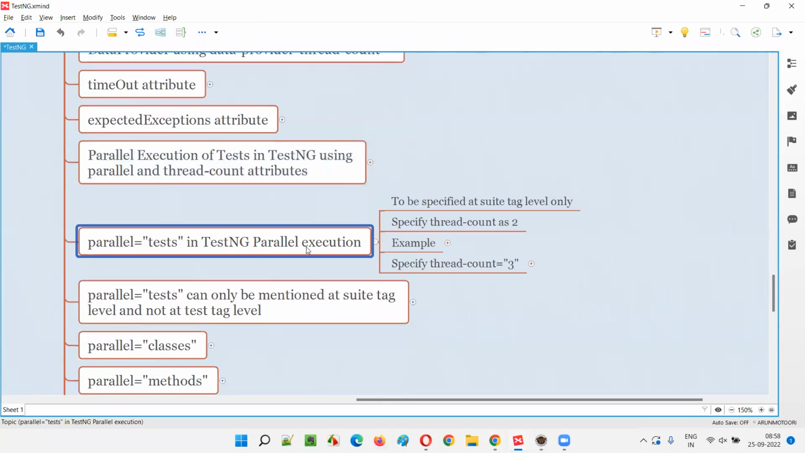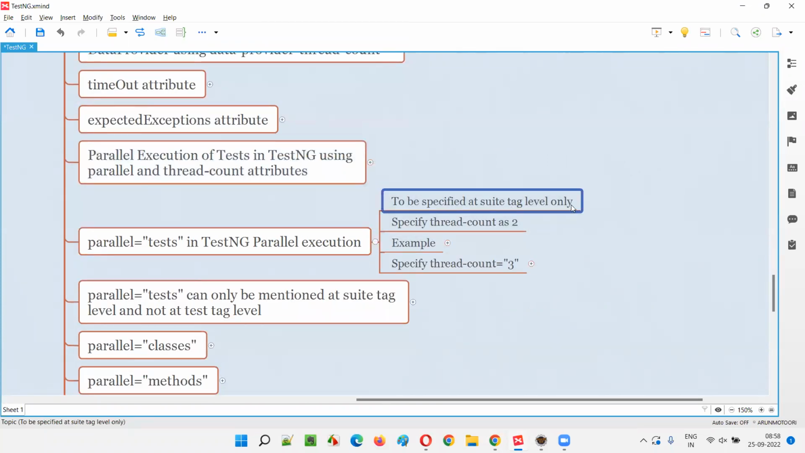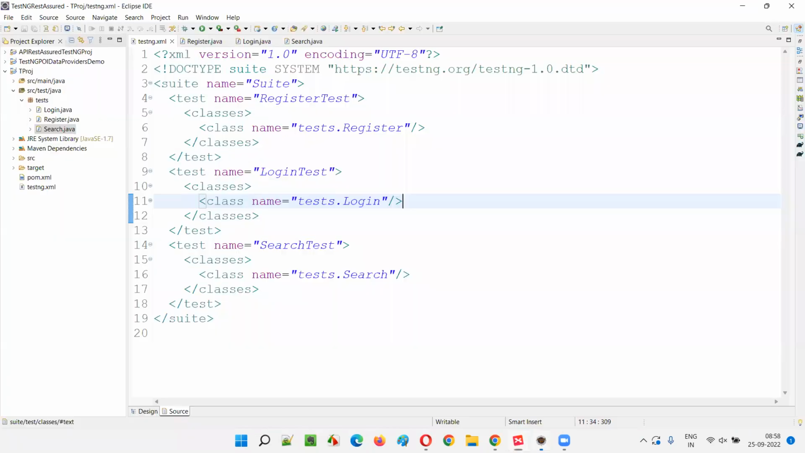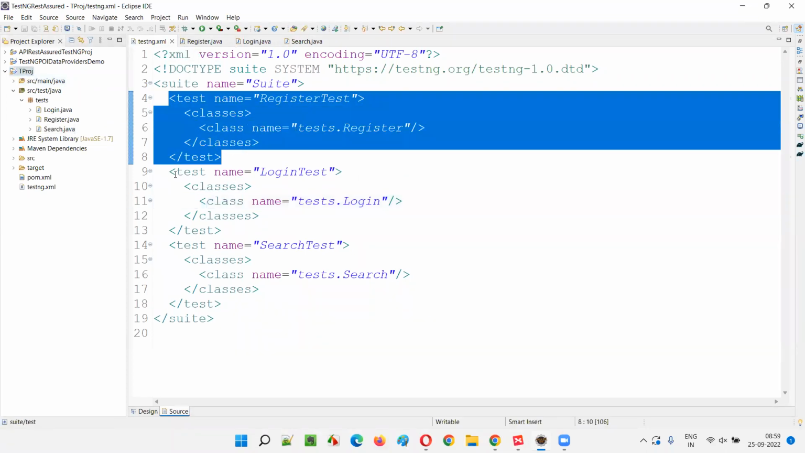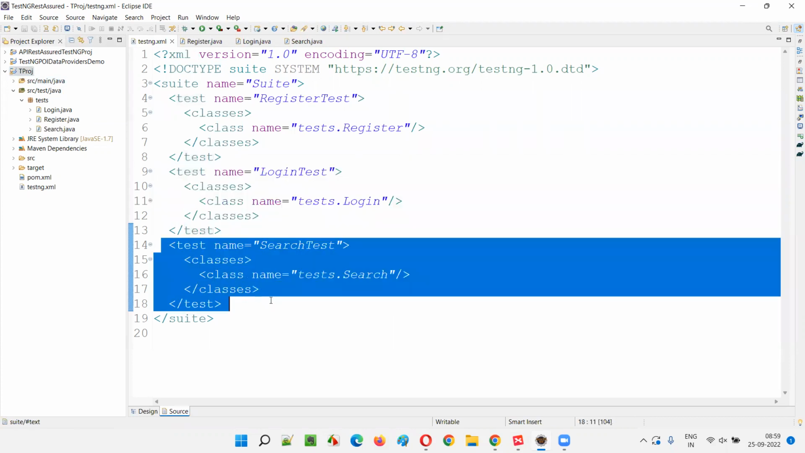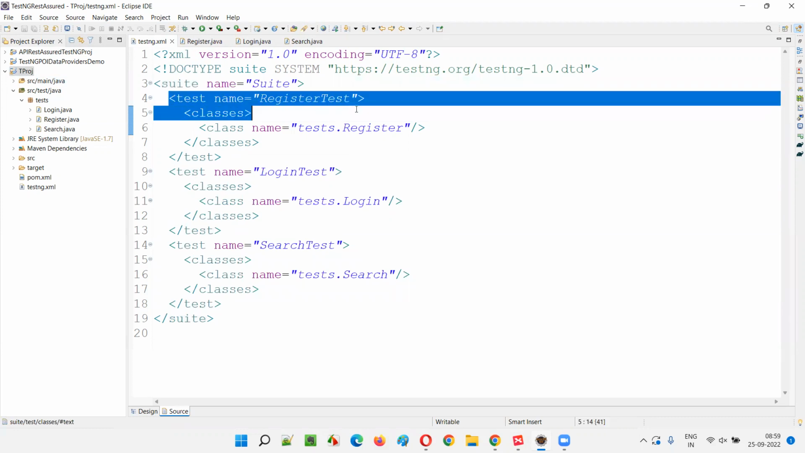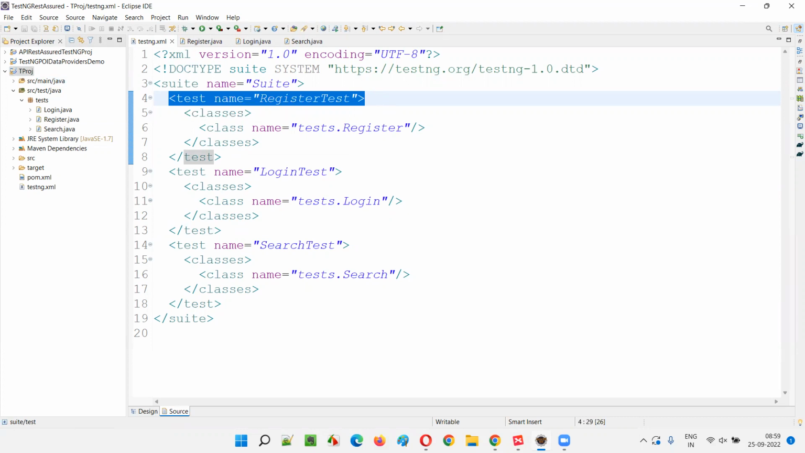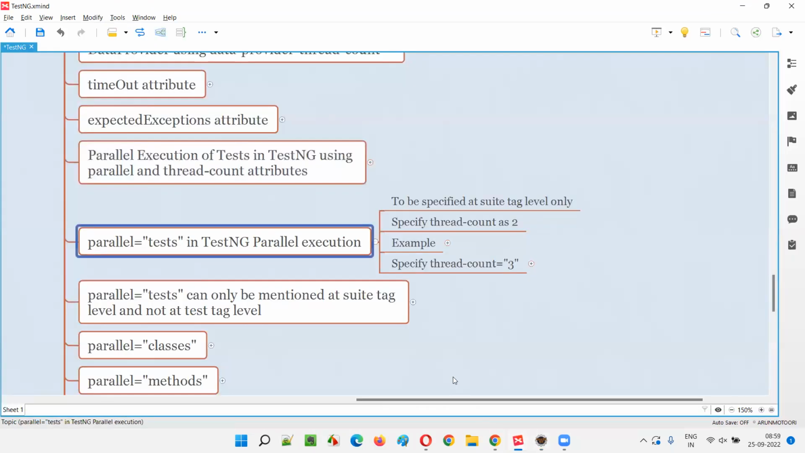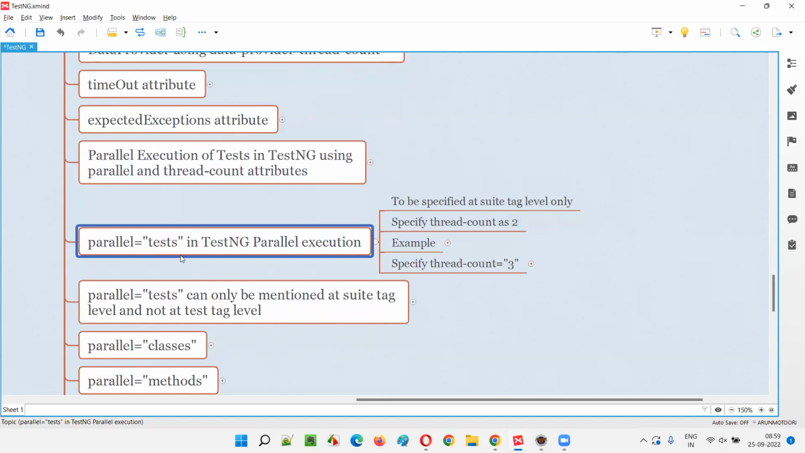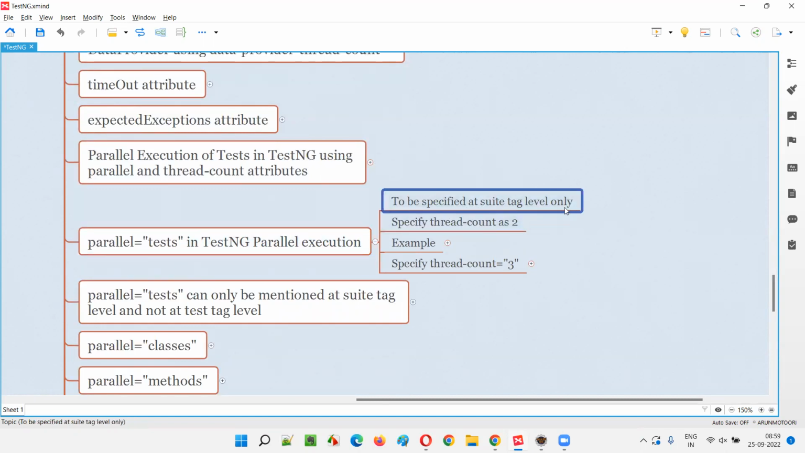This parallel equal to test needs to be specified at the suite tag level. Don't specify this at the test tag level. If you see the TestNG XML file of this project, we have three test tags, test tag 1, test tag 2, test tag 3, and they're all under the suite tag. So if you specify this at the test tag level, then there is no use. It will not work. It should be specified at the suite tag level to work.